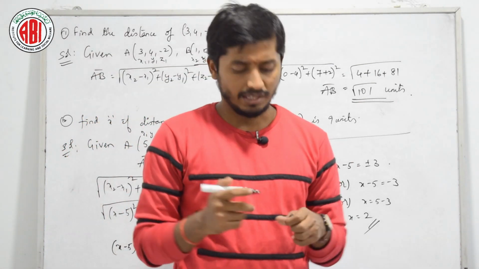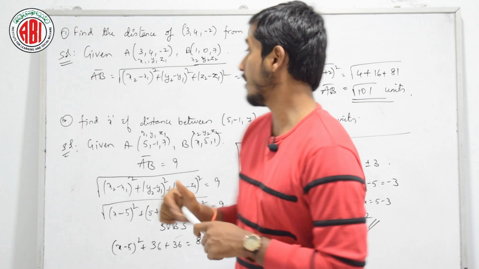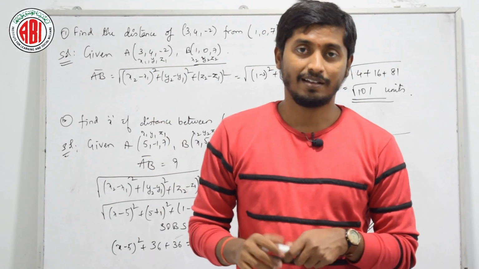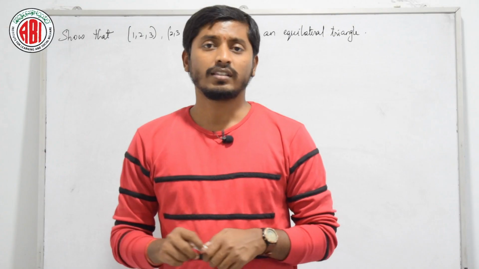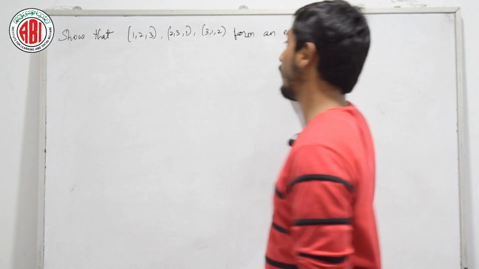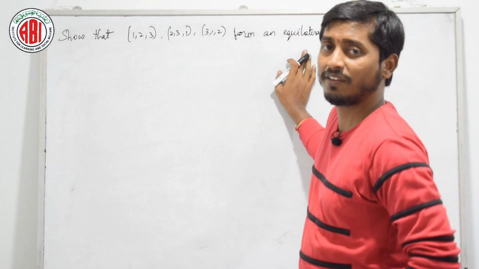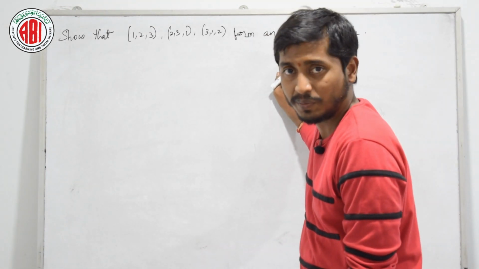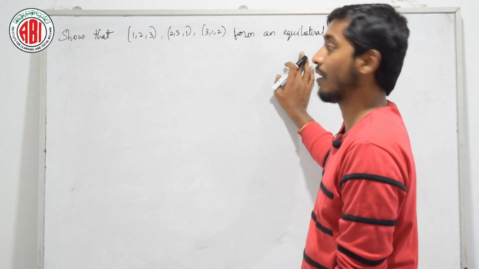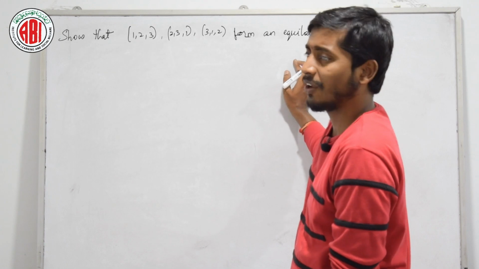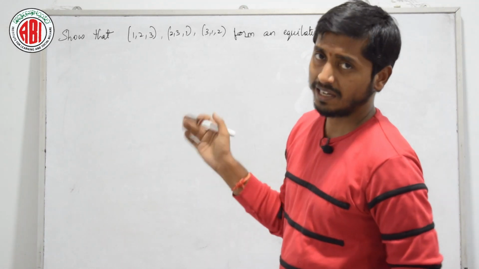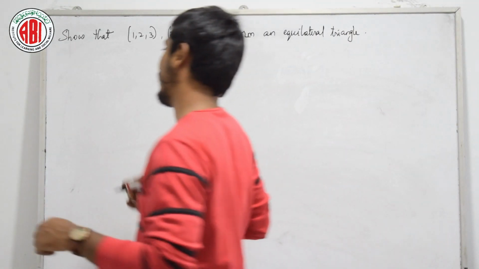Did you understand? The only thing you have to remember is the formula and the direct substitution. Okay, is it clear? Let's move on to the next problem. The question given here is asking us to show that these 3 points form an equilateral triangle. What is the condition for an equilateral triangle? All 3 sides must be equal, and the angles between the sides are equal, right? Till now we didn't see the angle, right? We know only the distances, right? Let us check whether all these 3 distances are the same.